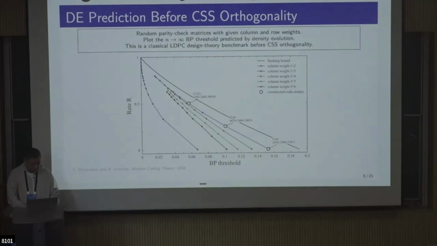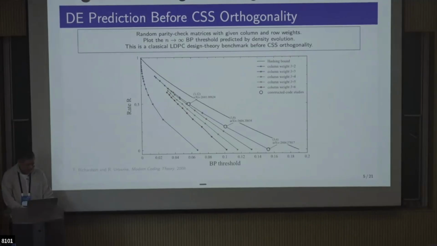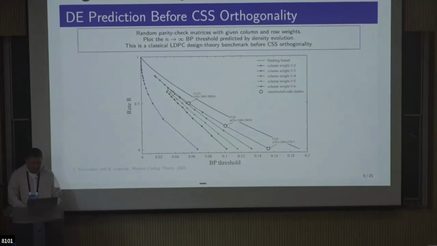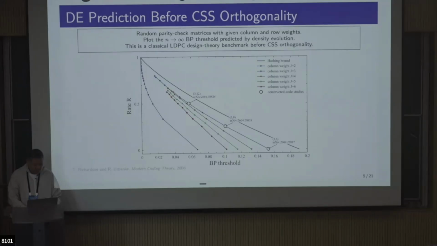Okay, and here the density evolution, which is the analytical tool developed in classical coding theory. Here the density evolution is used as a benchmark before imposing the CSS orthogonality. Given the column weight and row weight, we randomly construct parity check matrices and look at the BP threshold in the infinite length limit. This is exactly the kind of result provided by the density evolution in classical LDPC design theory.